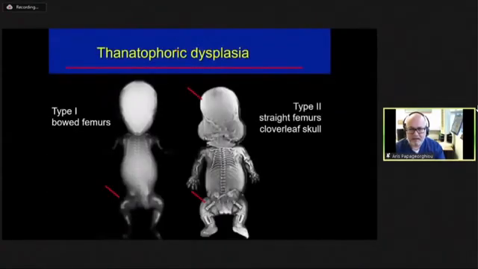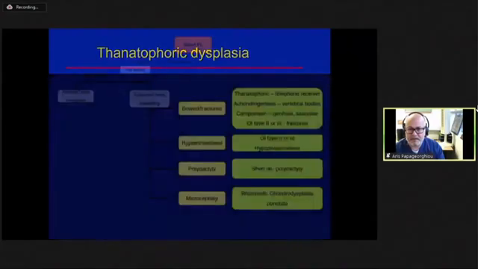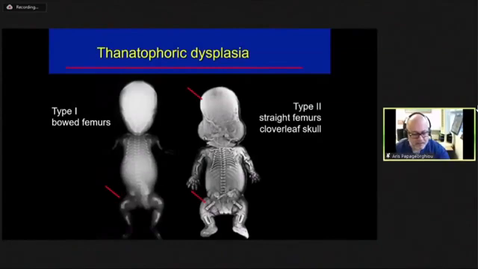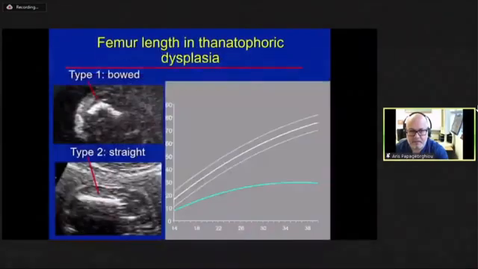Here we have thanatophoric dysplasia. Thanatophoric dysplasia comes in 2 types. Type 1, where you have these very abnormal bowed femurs that you can see, the classic telephone receiver type of femurs. And type 2, where you have straight femurs, as you can see there on that X-ray, but you have the very classic clover leaf skull. So the 2 different types of thanatophoric dysplasia.